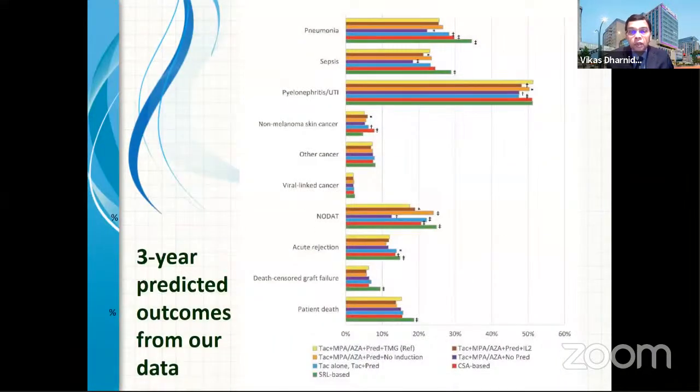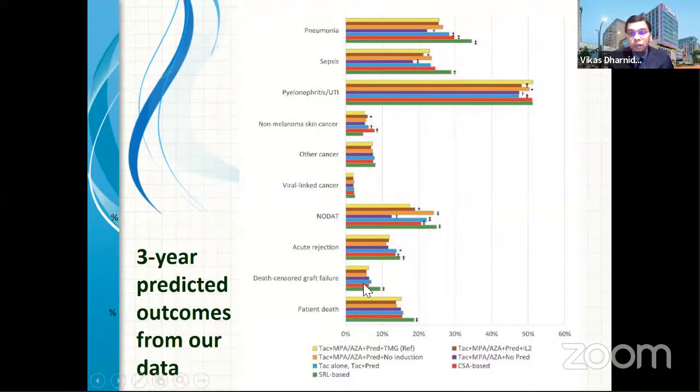And here what you can see were the 3-year predicted outcomes of incidence of these different complications. Looking at the different regimens, each is represented in a different color as shown in the bottom. And then each of the different outcomes are shown over here. These horizontal bars represent the incidence at 3 years, where you can see the most common was pyelonephritis and UTI, seen in almost 50%. And then viral-linked cancers were seen in a much smaller percent, as you would expect.